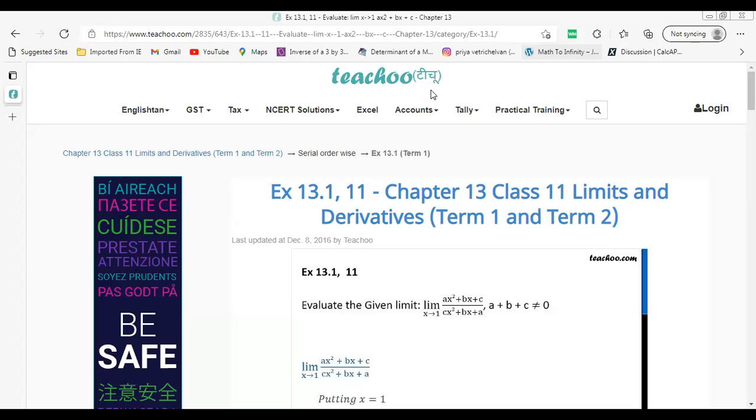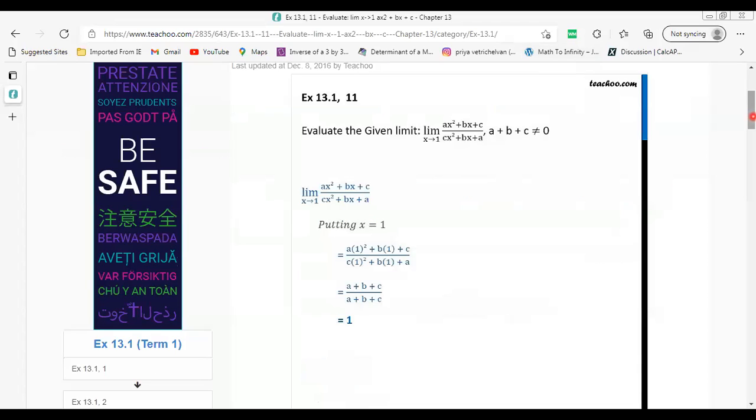Okay, so we'll discuss from question number 11. Question number 11. Evaluate the given limit x approaches 1, ax square plus bx plus c upon cx square plus bx plus a. The variables a, b, c, where a plus b plus c is not equal to 0.